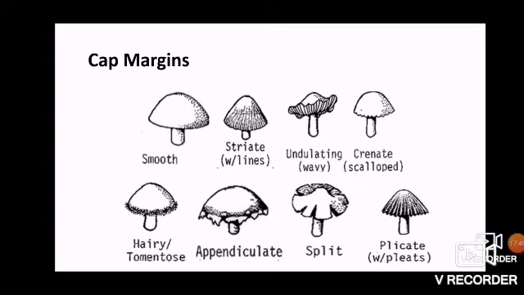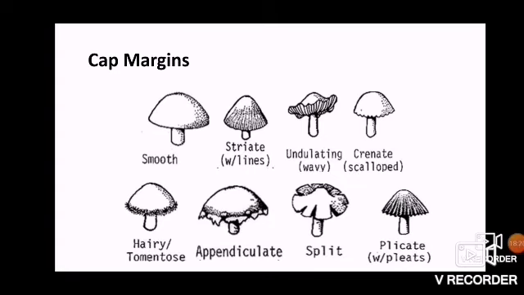Cap margins. So a margin is the area around the outer rim of the cap. And this is very important, again, for identifying mushrooms if you want to do it right. And I suggest you do it right because you don't want to die. So a smooth cap margin is just basically nothing there. It's just a smooth, sort of round exterior. Striate is where you have lines or grooves around the margin of the cap.